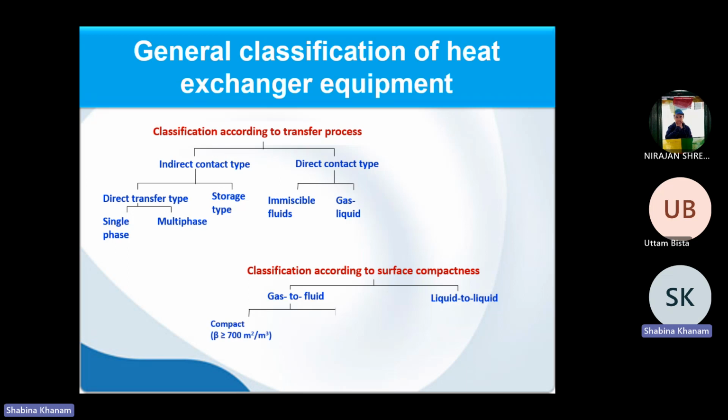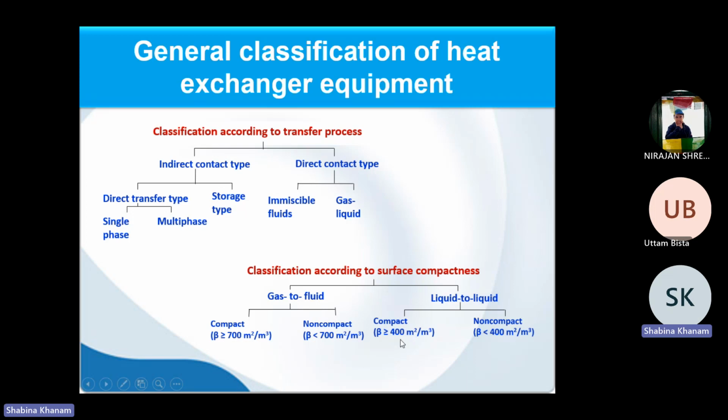When we consider compactness, we usually define it with this beta, which is basically heat transfer area in a unit volume. When I'm having more and more heat transfer area in a unit volume, that unit will be called more and more compact, and that will be used for transfer of heat. If beta is more than or equal to 700 meter square per meter cube, we consider it a compact heat exchanger. Otherwise, it is non-compact. When I am considering gas to fluid, this beta value will be more. However, when I am having liquid to liquid, beta value would be less.